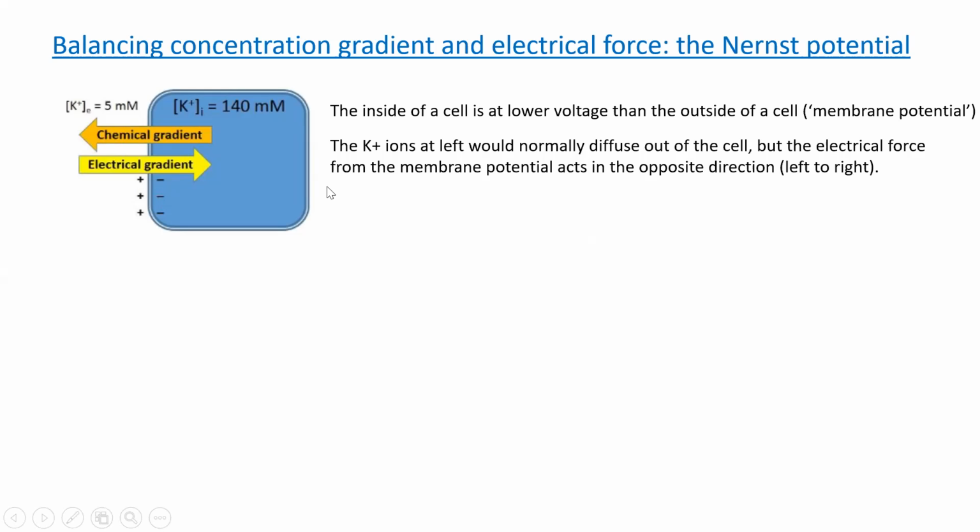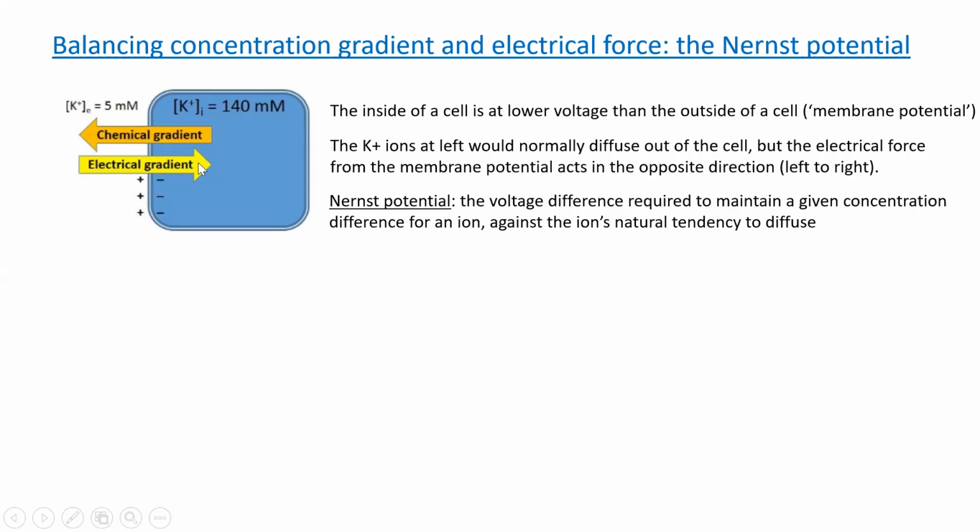As I said, the potassium ions would normally diffuse out of the cell, but because of this membrane potential, there's an electrical force, which always points from positive voltage to negative voltage, which acts against the flow, in the opposite direction from left to right. So there's a balance of the chemical gradient and the electrical gradient or electrical force.